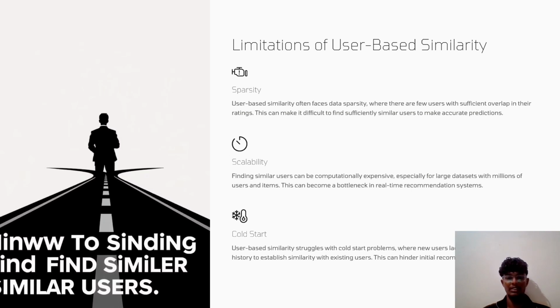Next one is scalability. Finding similar users can be computationally expensive, especially for large datasets with millions of users and items. This can become a bottleneck in real-time recommendation systems. The third one is cold start. User-based similarity struggles with cold start problems, where new users lack history to establish similarity with existing users. This can hinder initial recommendations.